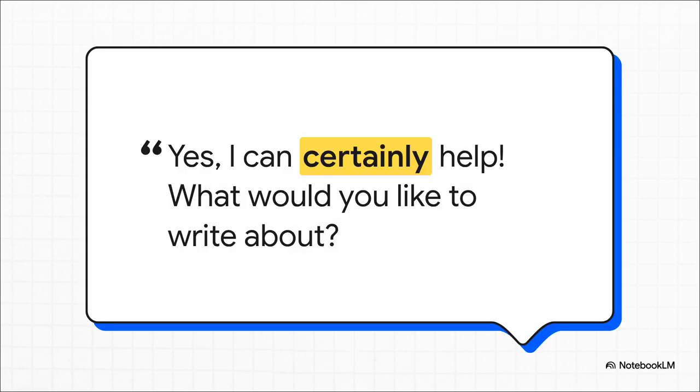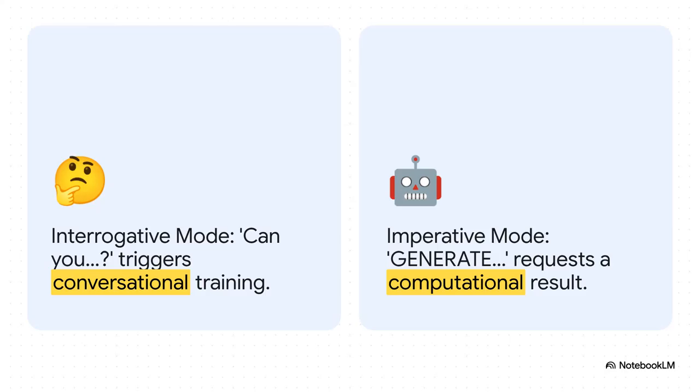And this right here is a perfect example of what I call the yes/no trap. See, when you ask a question like, can you write a blog post? You're not really asking for the blog post itself. You're asking about the AI's ability to do it. And that question triggers all its conversational training, so you end up with all this fluff instead of the actual function you wanted.